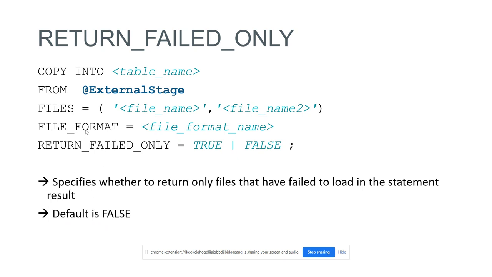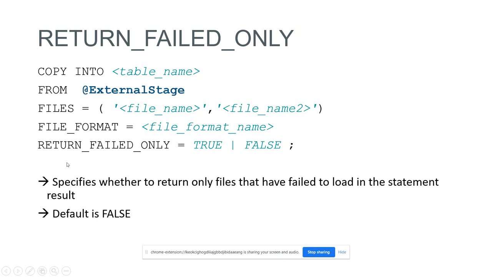Okay, but the statement only aborted. But whenever we mention return failed only equals to true, it will display all the files that are containing errors. Suppose I want to load 10 files into a Snowflake table, and out of 10 there are 3 files containing errors. So whenever I write a command like this, copy into this one, return failed only equals to true, then this will display only those 3 files along with the file names.